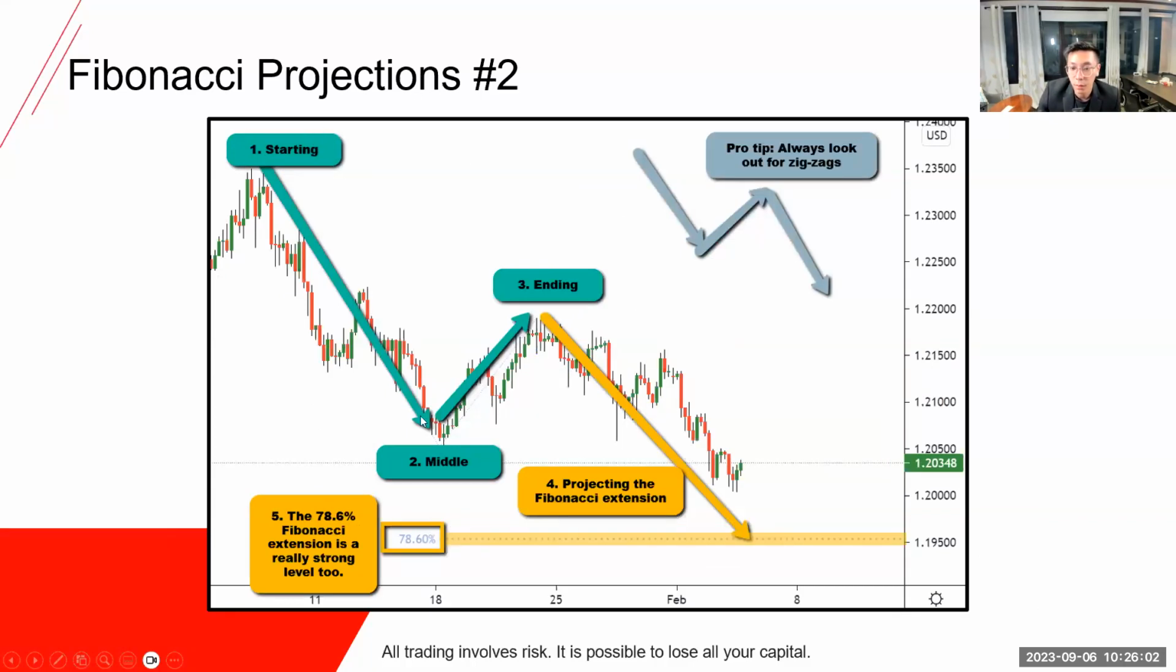You can see right here, starting, middle, and ending. We project the Fibonacci as an extension right here. If you're drawing from this swing high to this swing low and this swing high, you're projecting that price will come all the way down to this area. The 78.6 Fib extension is a really strong level too. Pro tip: always look out for big zigzags. The bigger the zigzag, the better. It doesn't necessarily have to be big, but price will be more accurate.